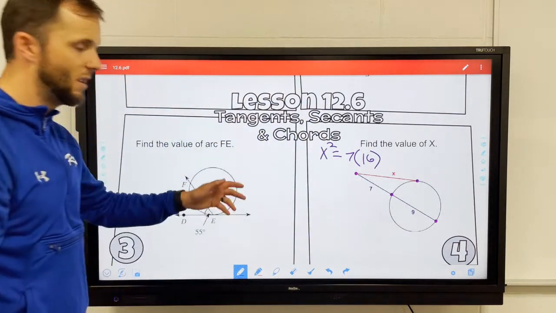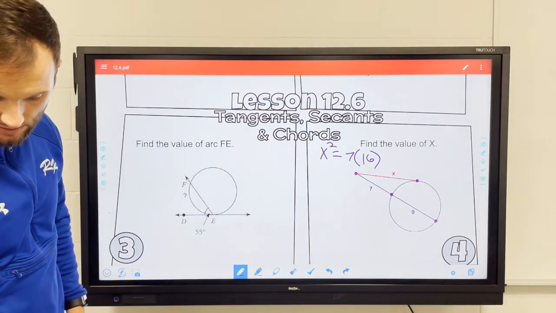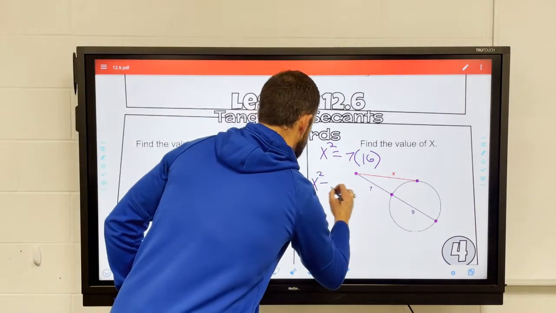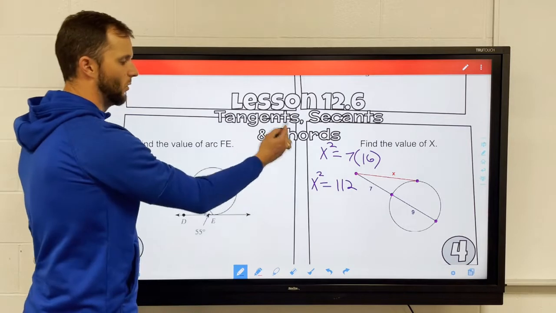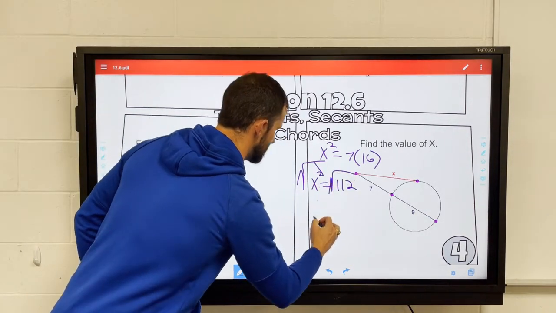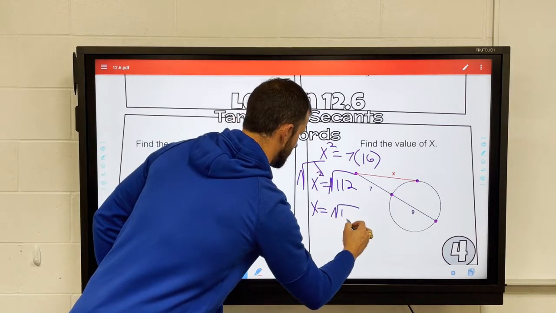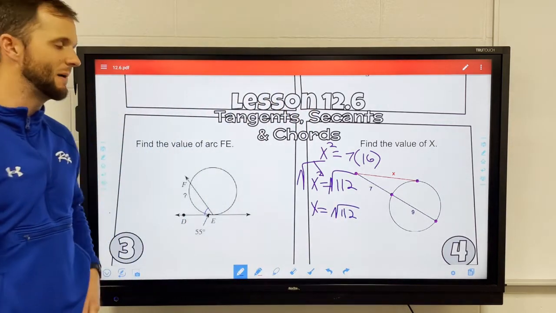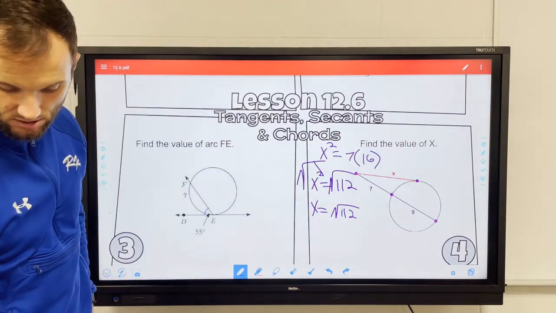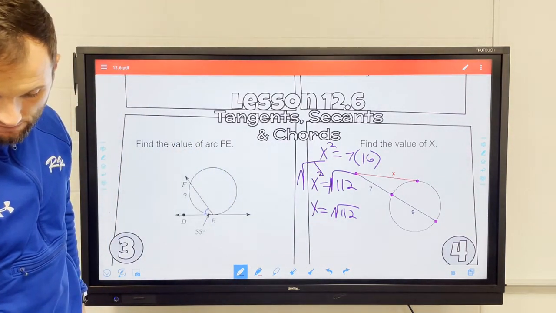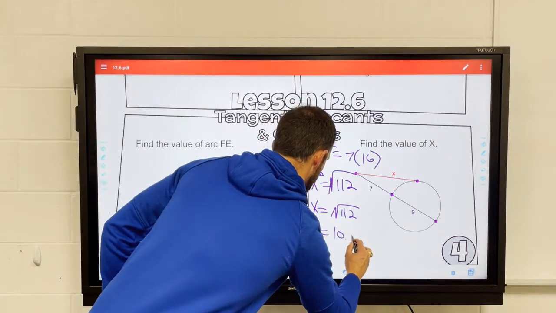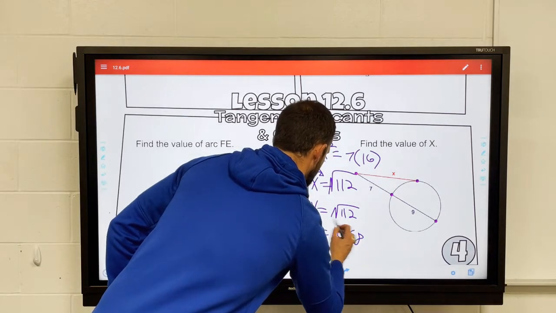Okay, so now all I have to do is solve here. So 7 times 16 is going to end up giving me 112. So x squared is equal to 112. And then in order for me to get the x by itself, I have to take the square root of both sides. So x is equal to the square root of 112. Now just to let you know, that's my most exact answer if I wanted to just leave it like that. But if I actually took the square root and got the decimal of it, that would give me x equal to 10.58.